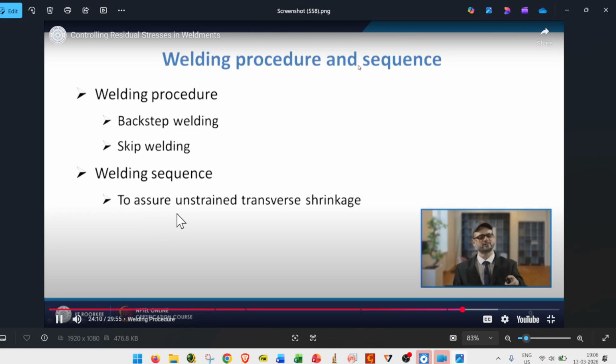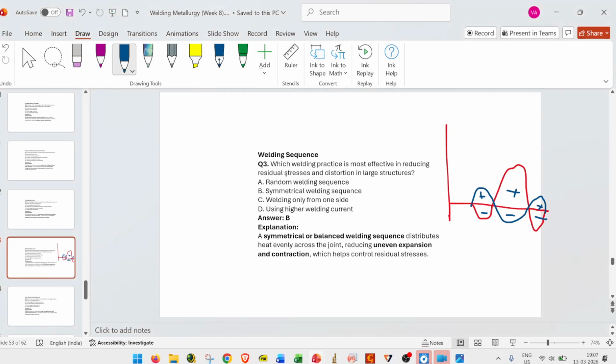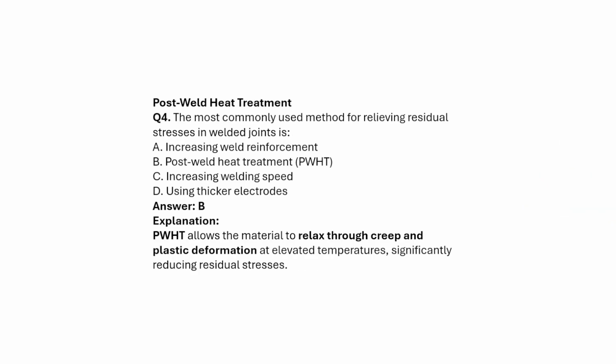and weld sequencing to ensure unrestrained transition shrinking. So here the answer will be systematic weld sequencing. Next is post weld treatment. The most commonly used method for relieving the residual stresses in the weld joints: A, increasing the weld reinforcement; B, post weld heat treatment; C, increasing the weld speed; D, using thicker electrodes. Answer will be post weld heat treatment.